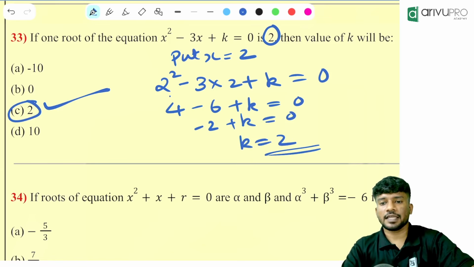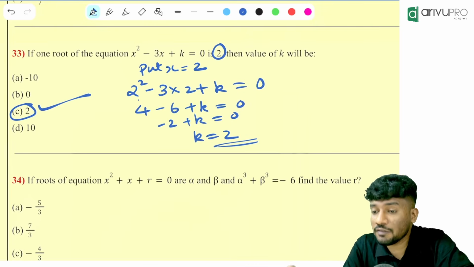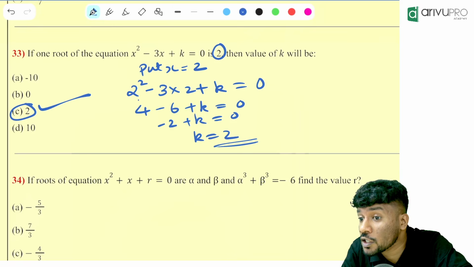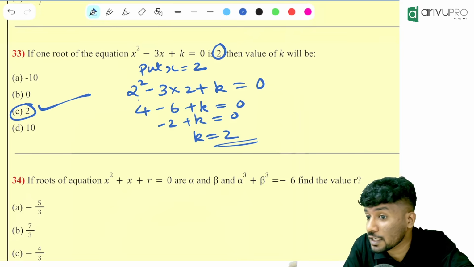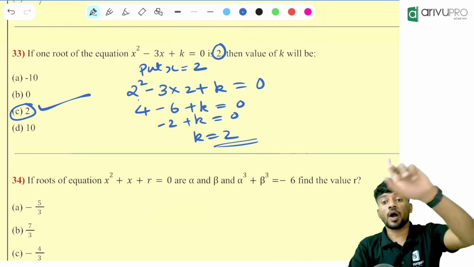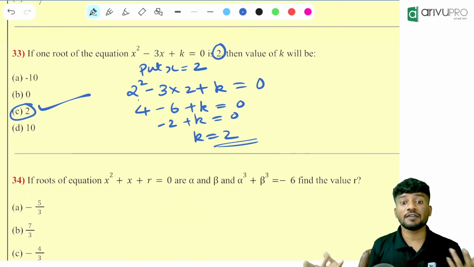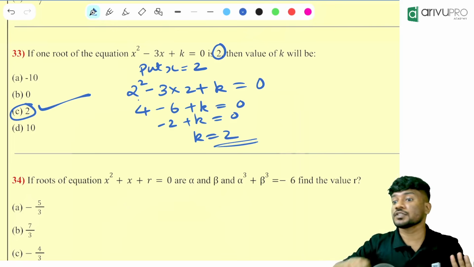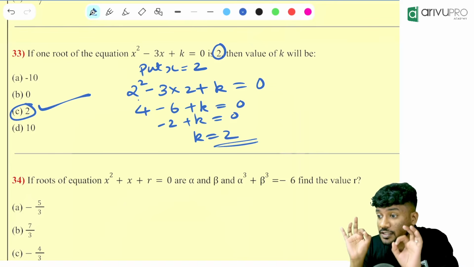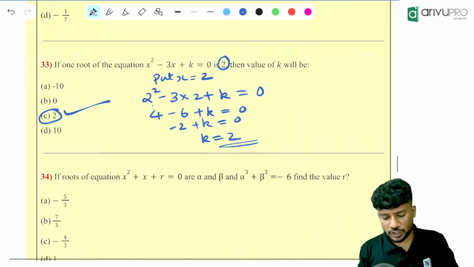Understood the meaning? Anyone having a doubt over that question? What did I do over here? I just put the value of one of the solutions. Do you know the second root of the equation? No, we don't know. We might need to find it, but they said one of the roots is 2. If one of the roots is alpha, and I put alpha instead of x, the equation will be equal to 0. A root is nothing but a value which satisfies the equation. That is the basic meaning of root. Understood?